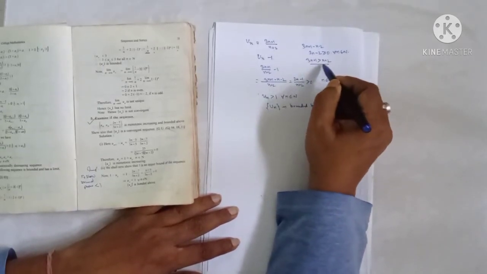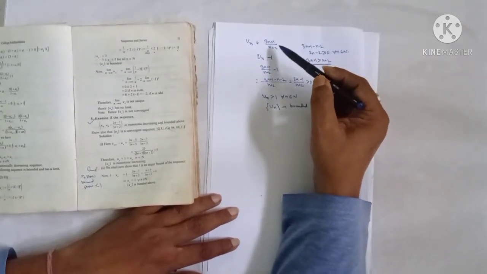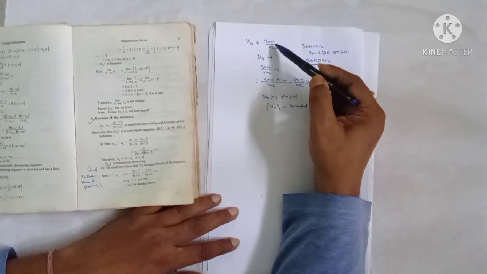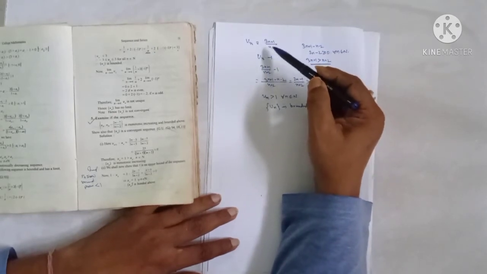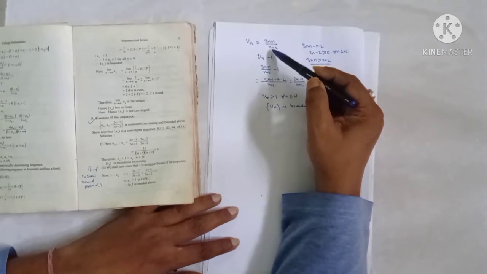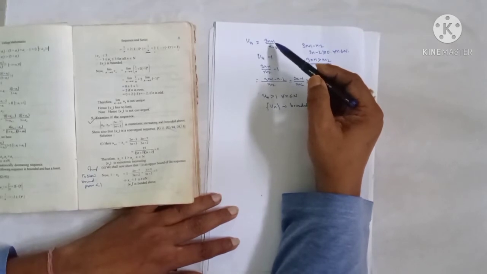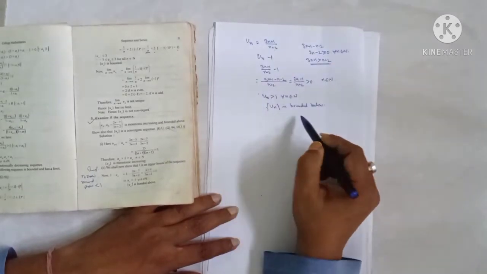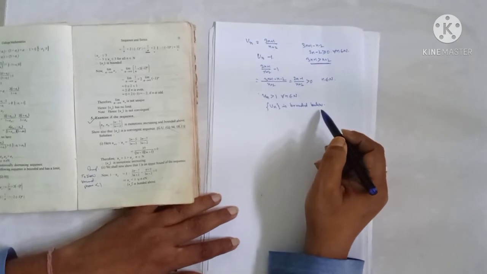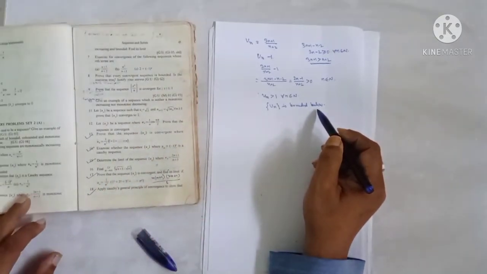So from this we can conclude that the minimum value is 1. If you take n equal to 1, this will be 4 divided by 3. So your value will be greater than 1. So it is bounded, it will be bounded below. So this is the idea I have taken.